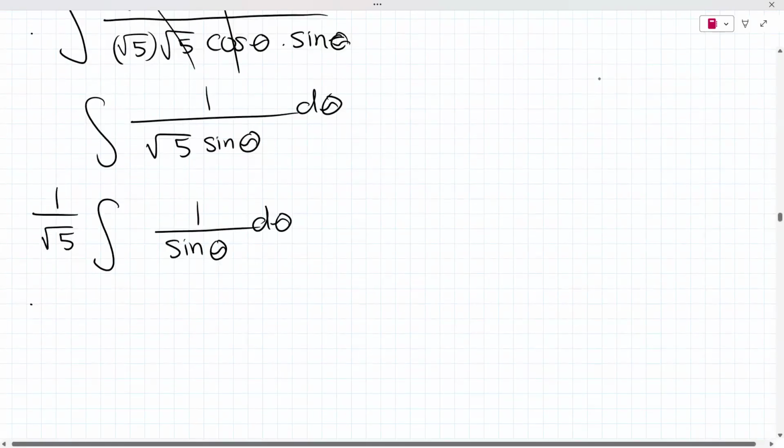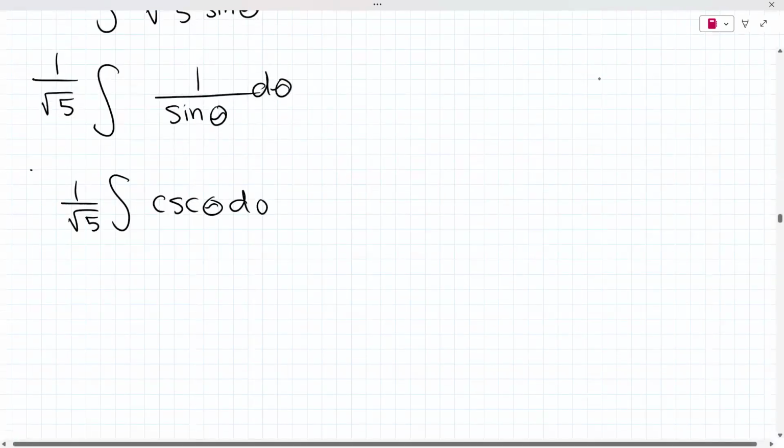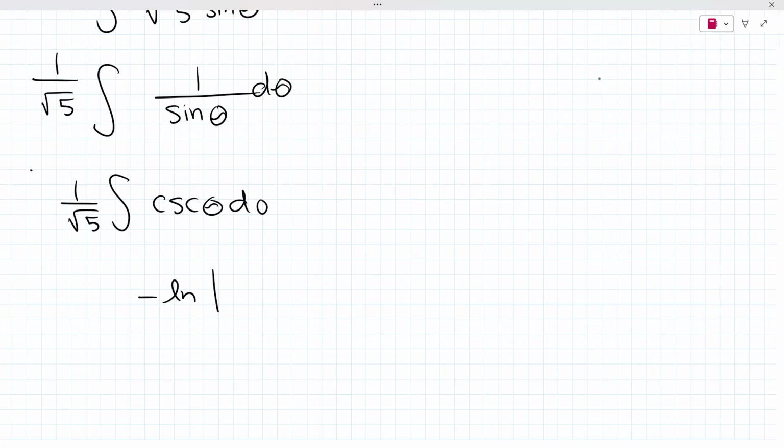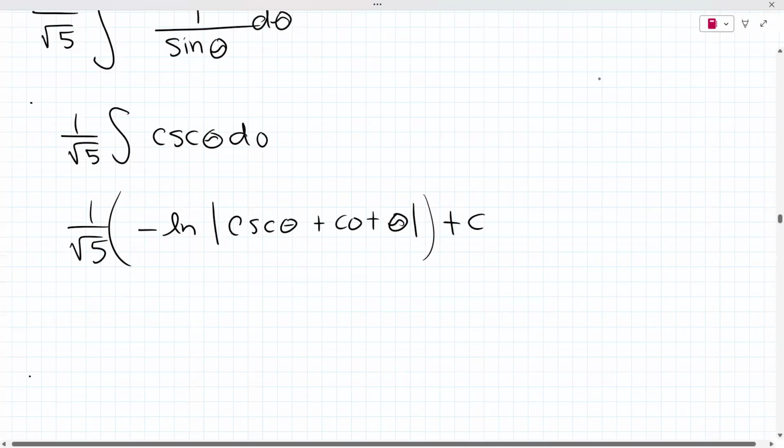And we know that 1 over sine theta could be simplified as cosecant theta. And what is the integration of cosecant theta? That's something you should know. It is negative ln of the absolute value of cosecant theta plus cotan theta plus c, and then you have this constant of 1 over radical 5. So this could be simplified, you have a minus here, so you could say negative 1 over square root of 5.